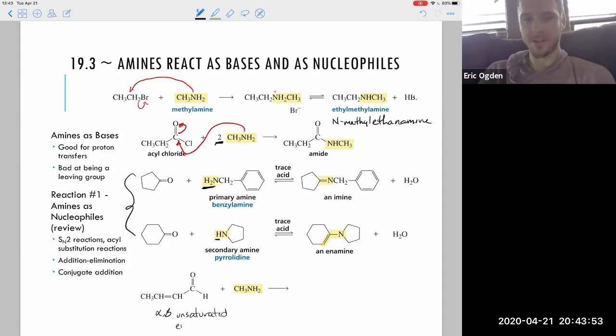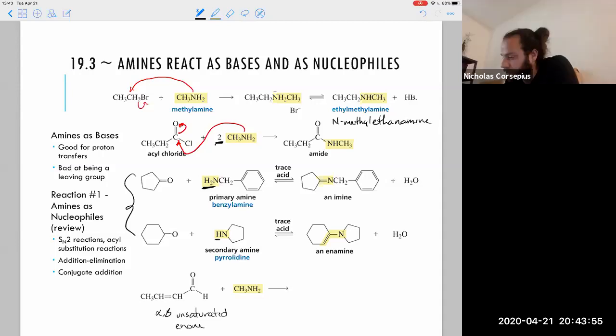It favors the conjugate addition. Enone, absolutely. Remember, the shtick about the alpha-beta unsaturated is you have two electrophiles: the normal old carbonyl carbon, but also that beta carbon. And in this case, you would get conjugate addition, which is addition to that beta carbon. Why is that?